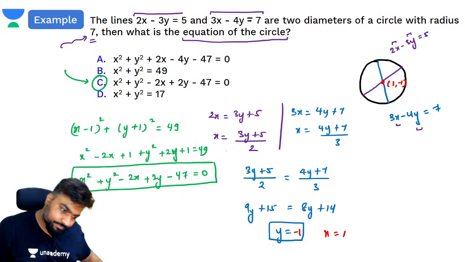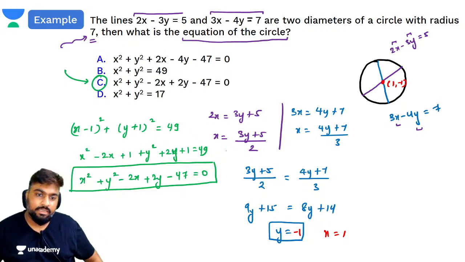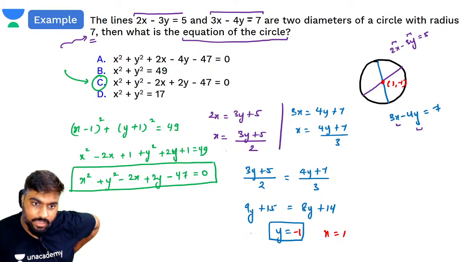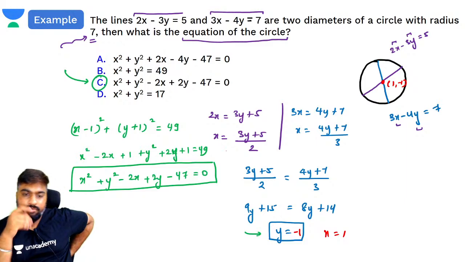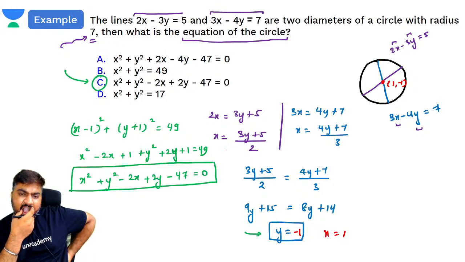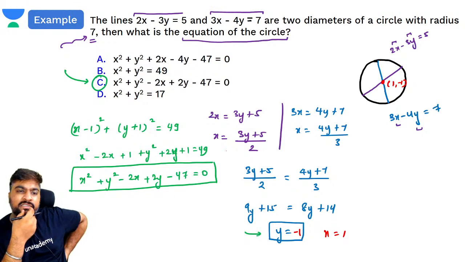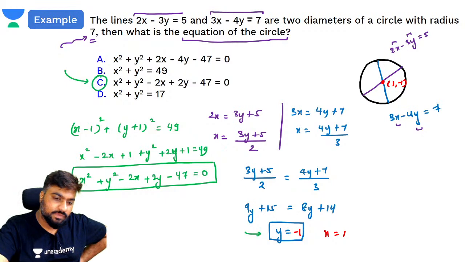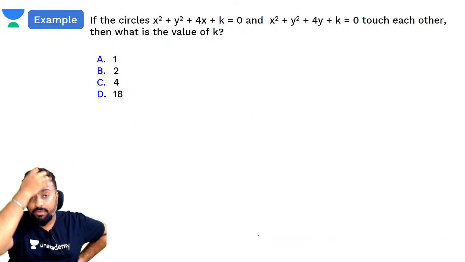Cool? Yes, there was a small calculation error here. y was not 1, y was -1, x was 1. Okay? Done. Let's go, one last question and then we'll do the quiz.